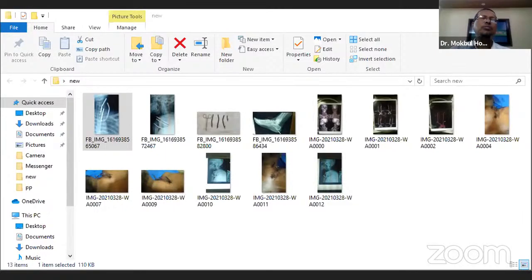Three foreign bodies over the neck. Yes, Tata injury. Yes, your diagnosis is right, sir.